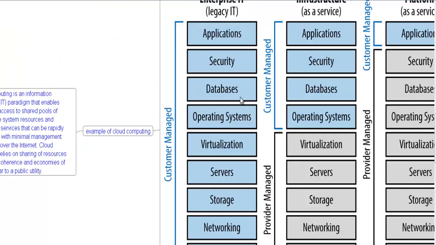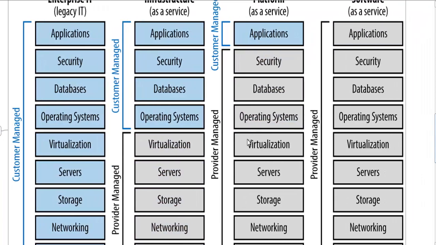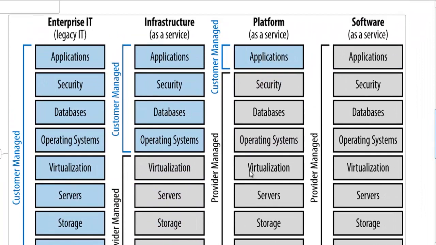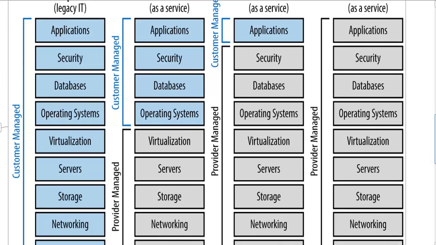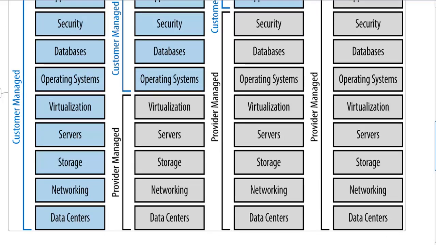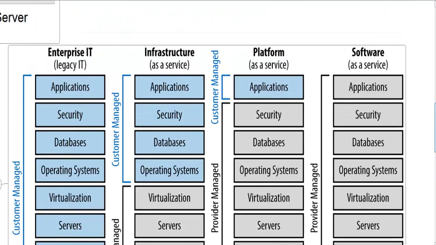Okay, let's try to understand cloud computing terms associated with cloud computing. There is enterprise IT, legacy IT, meaning everything is managed by the customer. We can see everything is managed by the customer: application, security, database, operating system, virtualization, server, storage and networking, data center. Then there is the next type of cloud computing.